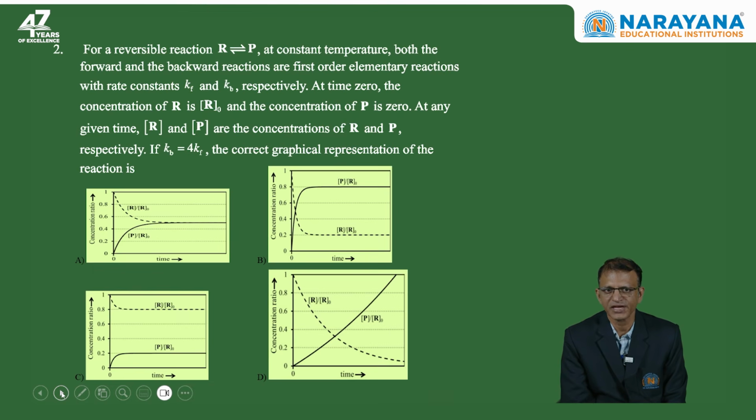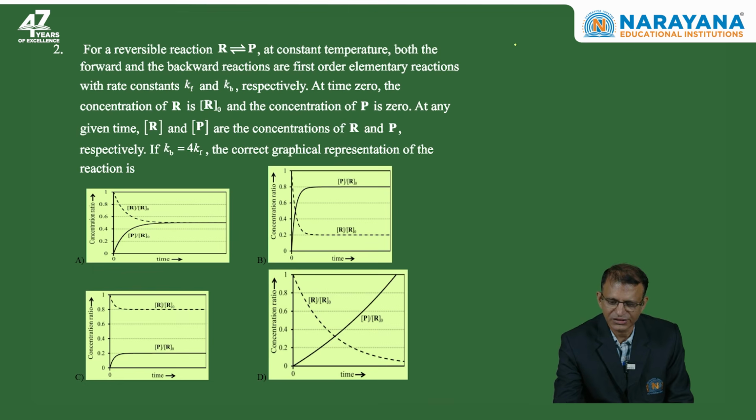At any time t, R and P are the concentrations of R and P respectively, and Kb is equal to 4 times Kf. The correct graphical representation of this reaction is, so for many years, I think in the coaching industry 10-15 years, more than that, we are teaching this reversible reaction opposed by a first order reaction, and now in 2026 they have asked this question. So very routine question. So let us try to solve this.